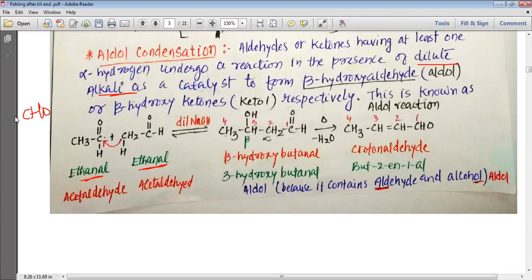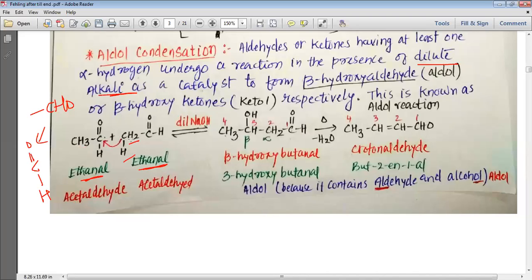This CHO group I have represented as C double bond O, and H I have represented here. In the same way, my dear students, this CH3 present here I have written as CH2 with a bond to H, and then there is an attack of this CH2 on this carbon.